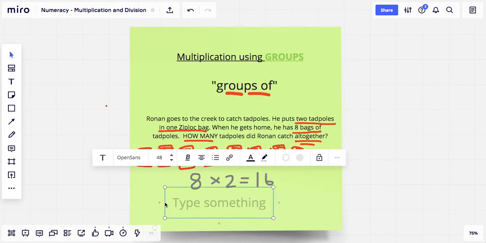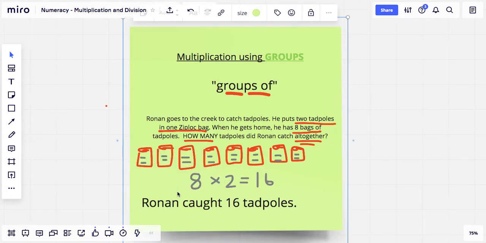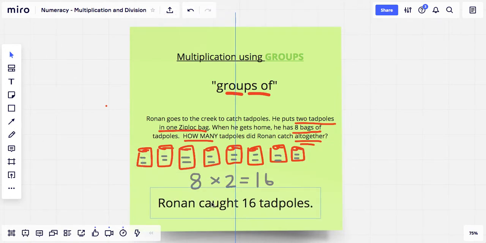So when we're solving this problem, we can now write our sentence that Ronan caught, okay, past tense of catch, Ronan caught 16 tadpoles. Okay, so 8 times 2 is 8 groups of 2. Ronan caught 16 tadpoles.